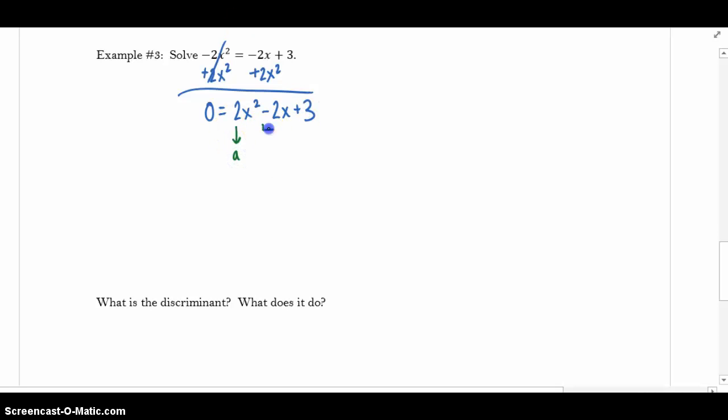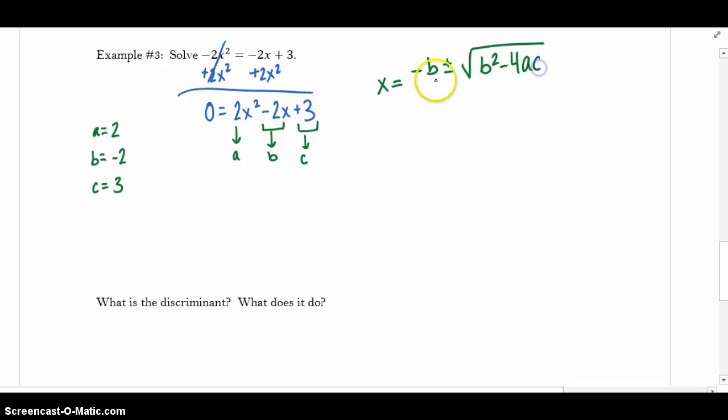Okay, A, B, and C. So A equals 2, B equals negative 2, and C equals 3. So if I plug that into the quadratic formula, again, writing it down because that helps us remember it, and you must remember this.